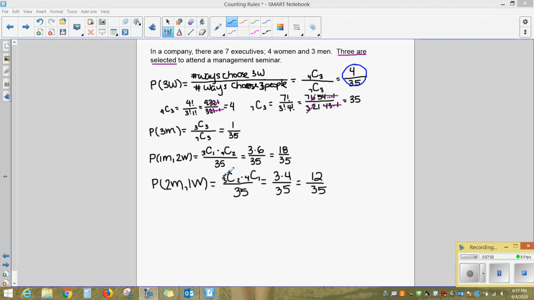All right, sorry for the extra squiggle right there. My pen had a little stutter. But from the 3 men in our company, we're choosing 2 of them. From the 4 women, we're choosing 1 of them, and we take the product of those to find out how many total ways we can get 2 men and 1 woman from that group, out of the 35 that we had. In the next video, I have another 2 or 3 examples like this set up. I'm going to go ahead and stop this video here and put them in their own, and so we'll do some more of these next time.